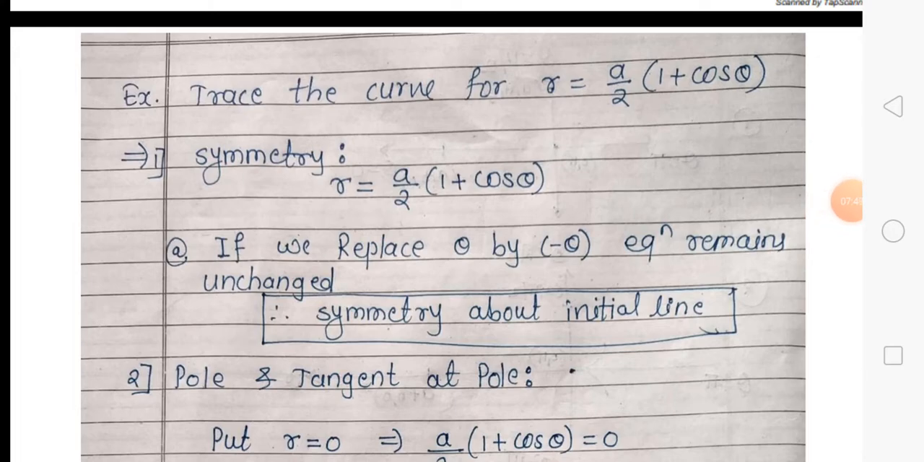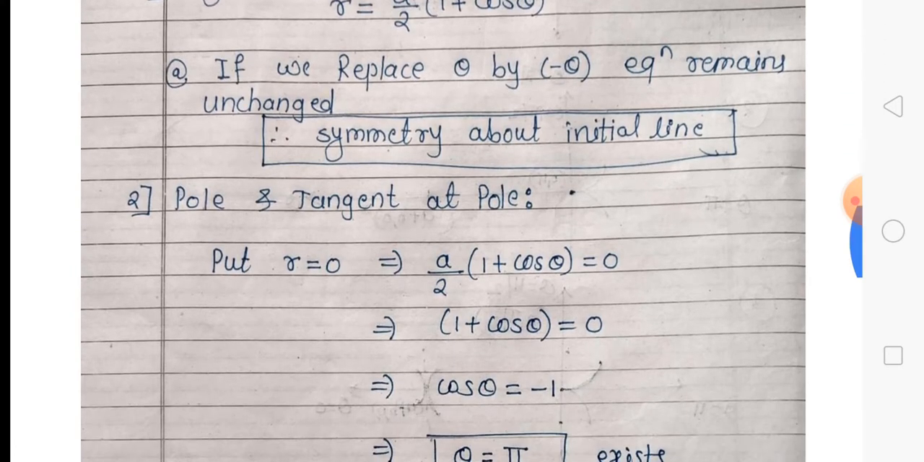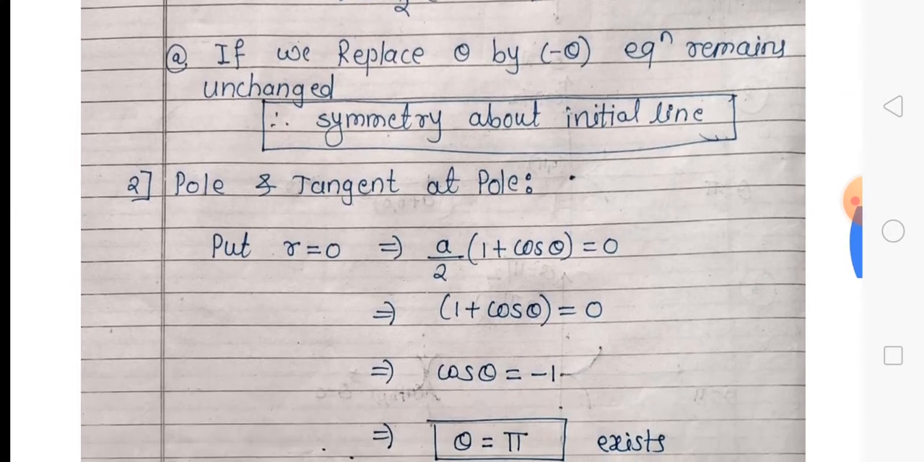Similarly, we see the next example. Trace the curve for r is equal to a by 2 times (1 plus cos theta). Again, first is the symmetry. We replace theta by minus theta. Here, if we replace theta by minus theta, the equation is unchanged. Therefore, there is symmetry about the initial line. Next, there is no symmetry about the pole and no symmetry about the line theta equal to pi by 2.